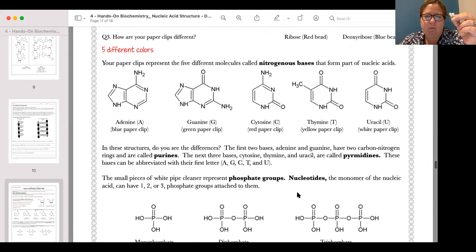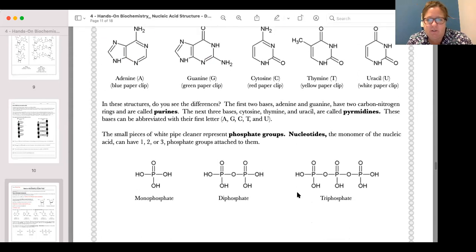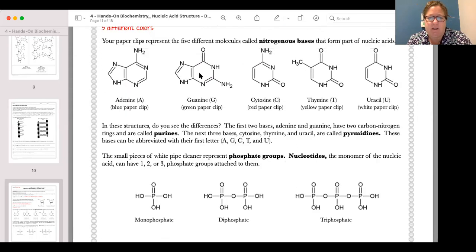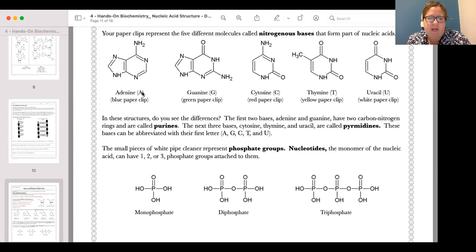And we have 5 different color paper clips. The paper clips represent 5 different nitrogenous bases that form the nucleic acids: adenine, guanine, cytosine, thymine, and uracil. And in these structures, do you see the differences? Well, let's look. Yeah, we see lots of differences here. In this one, we see this difference. This one's different. So you see all the differences. And we use the first letter of these to abbreviate: A, G, C, T, and U.